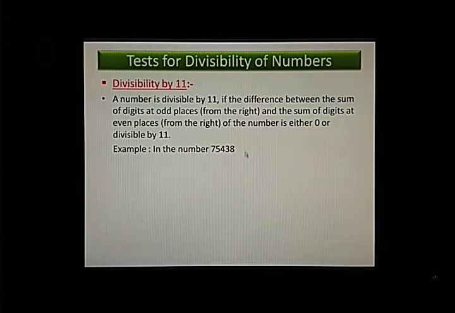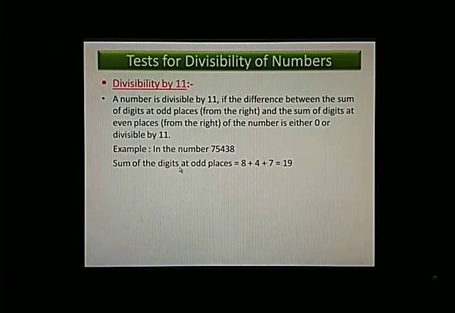Say we are given this number. Now which is the odd place and even place? If we consider this as the first place from the right, because we count from the right, then this is second, this is third, this is fourth, this is fifth. So 1 is an odd number, 3 is also an odd number, and 5 is also an odd number. So these will be the odd places, and the rest two, this 3 and 5, will be the even places.